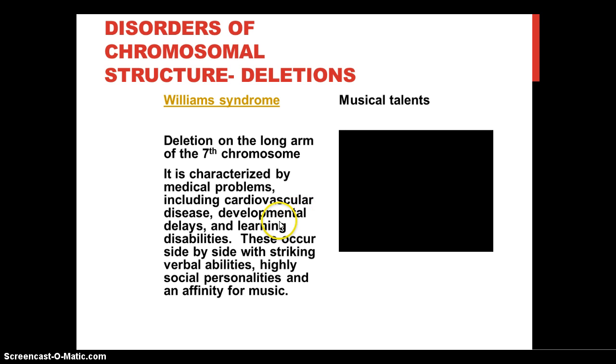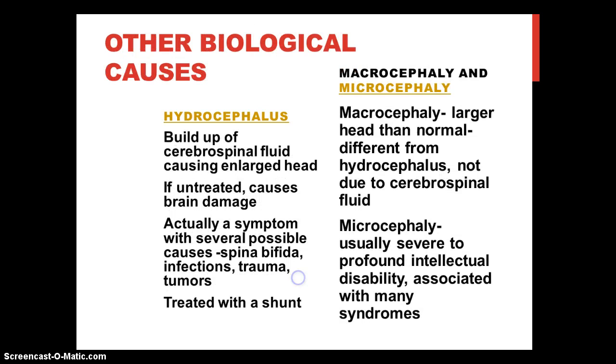Okay, so the next one that we have is Williams syndrome. And Williams syndrome is very interesting because people with Williams syndrome have cognitive disabilities, but they also have striking verbal abilities, high social personalities, and an affinity for music. And that just doesn't usually happen with the IQ range that they have.